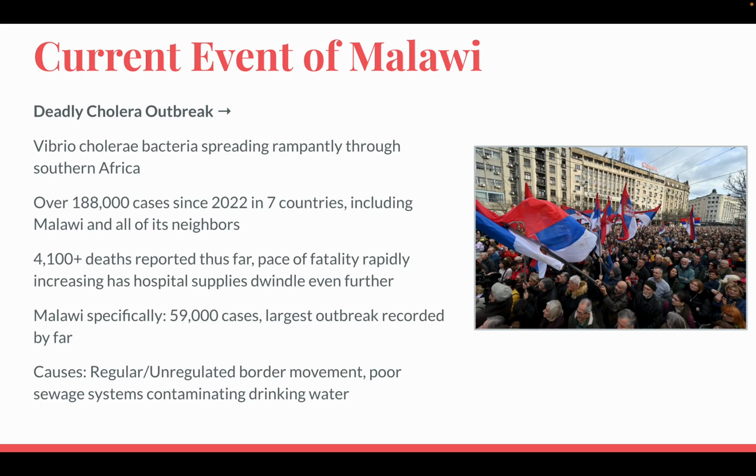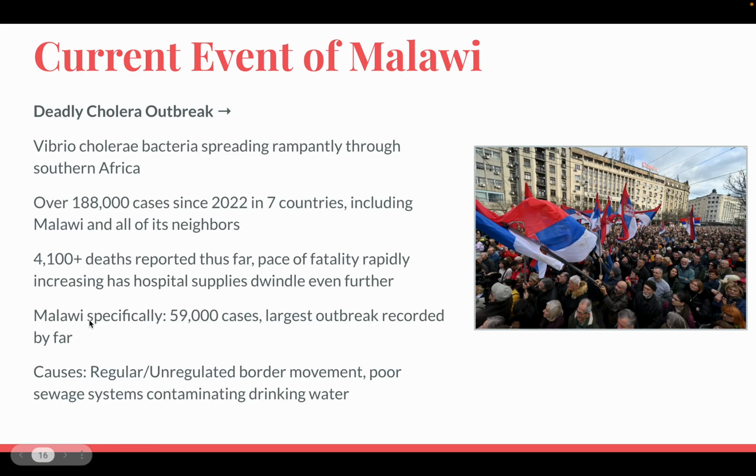The Vibrio cholerae bacteria is spreading rampantly through southern sub-Saharan Africa. Since 2022, in 7 different countries, there have been over 188,000 cases of this disease, and that includes Malawi and each of its neighbors. There have been 4,100 or more deaths reported thus far, and the pace of fatality is rapidly increasing because hospital supplies are dwindling even further as this outbreak lasts longer and longer.